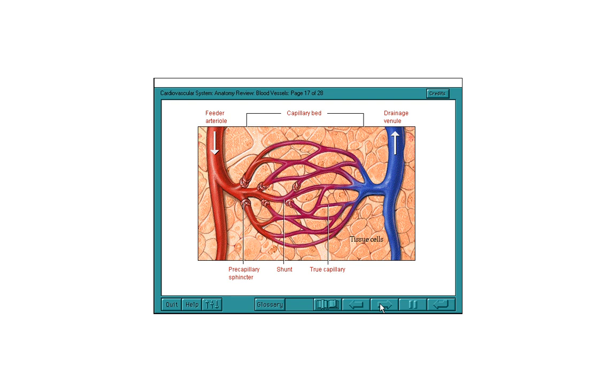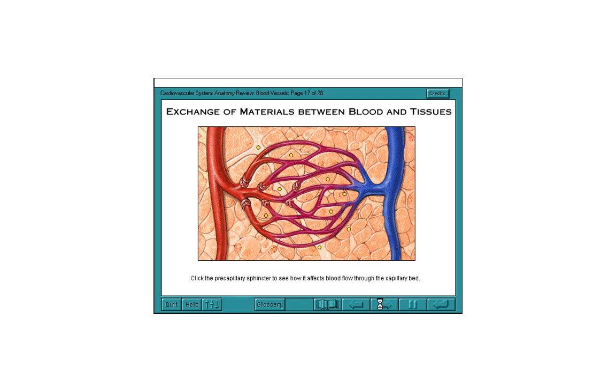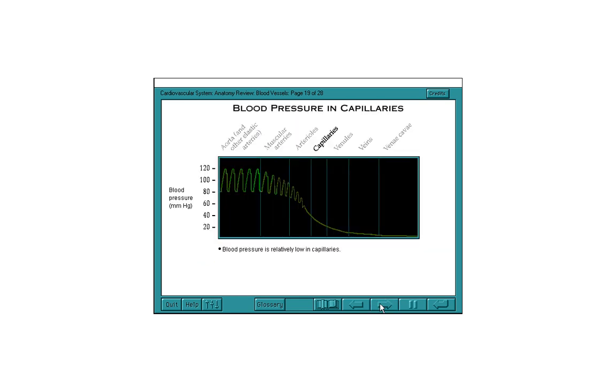The precapillary sphincter is a cuff of smooth muscle fibers that surround the root of each true capillary, acting as a valve to regulate the flow of blood into the true capillaries. Click on the precapillary sphincter to see how it affects blood flow through the capillary bed. In the graph of blood pressures, note that blood pressure is fairly low in the capillaries. High pressures would rupture the fragile capillaries.